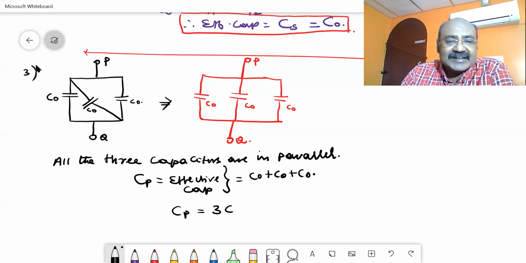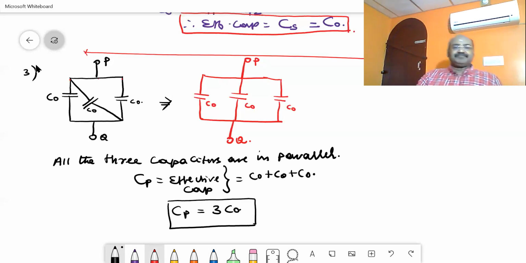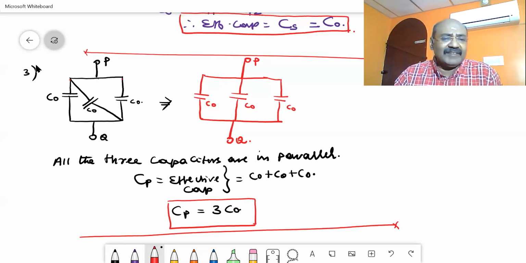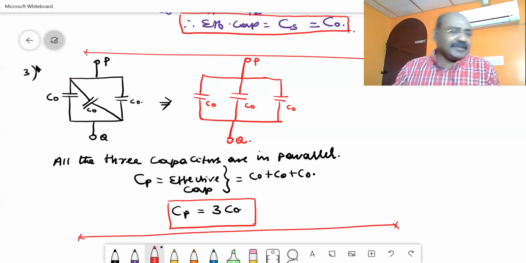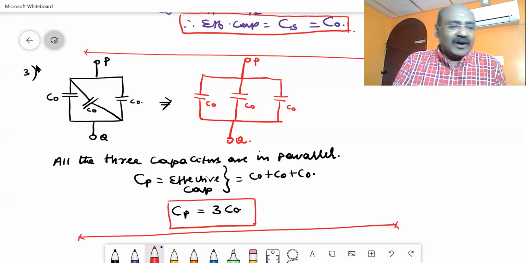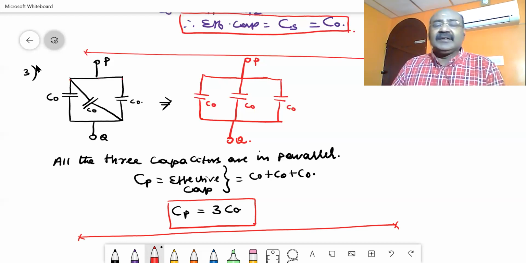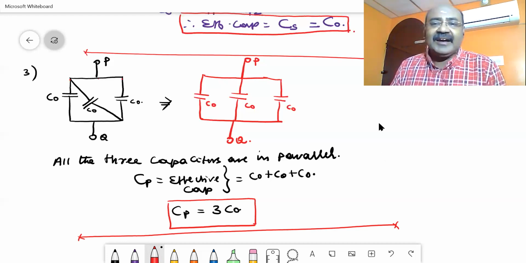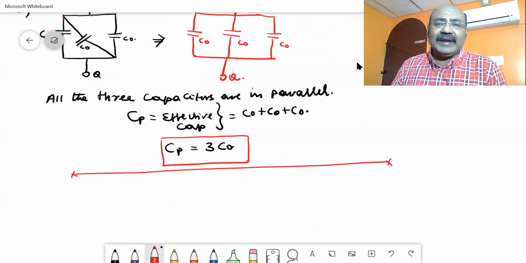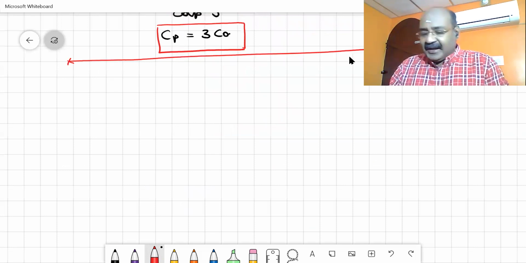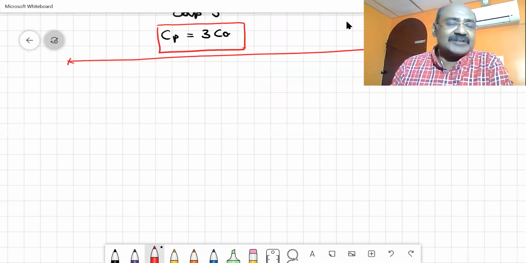So this is considered to be the final answer, the effective capacitance for the given combination for the third subdivision. Let us go for the fourth subdivision. What is the fourth subdivision? In the fourth subdivision, they are asking for two equivalent capacitances. So two problems are there.